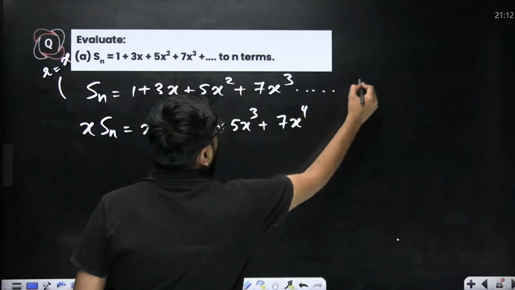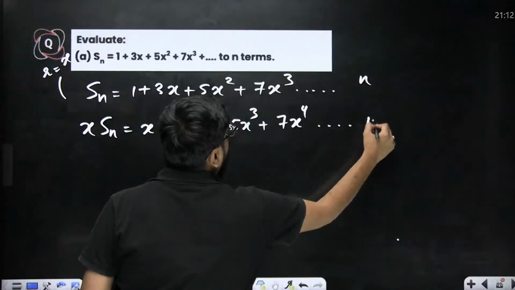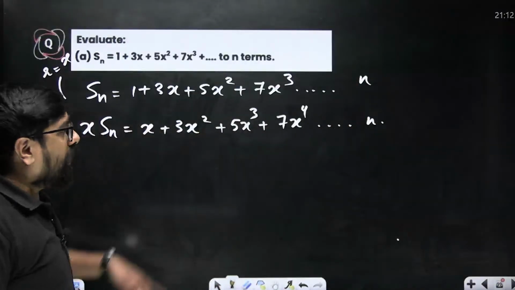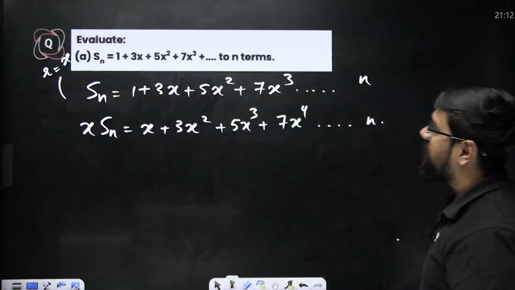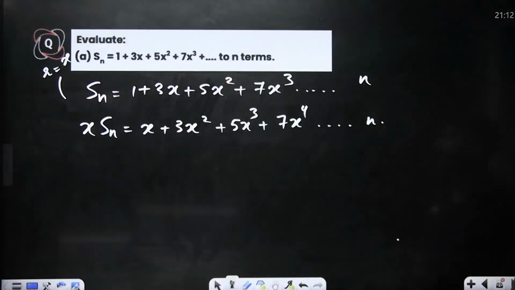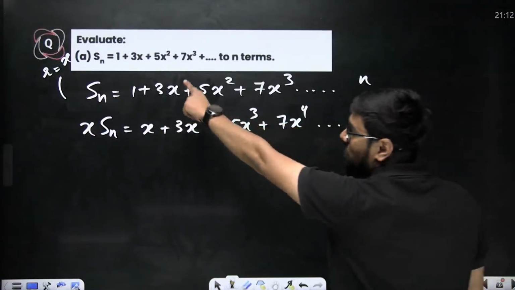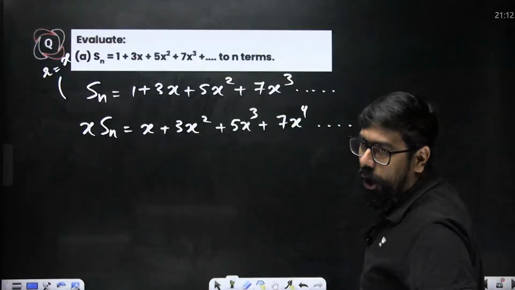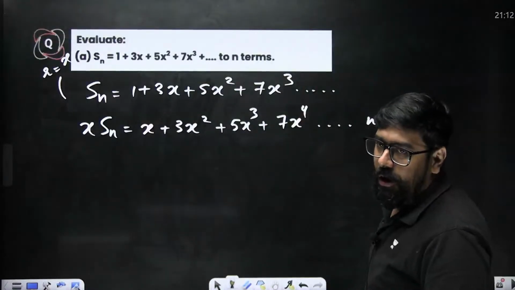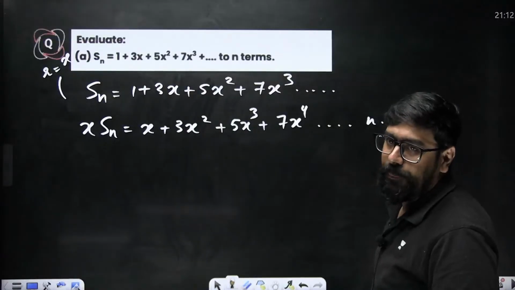To n terms, and this is also till n terms. What will be the nth term if I want to write it? The second term has x to the power 1, the third term has x to the power 2. 1, 3, 5, 7, odd numbers. Odd numbers are starting from 1 to 2n minus 1.